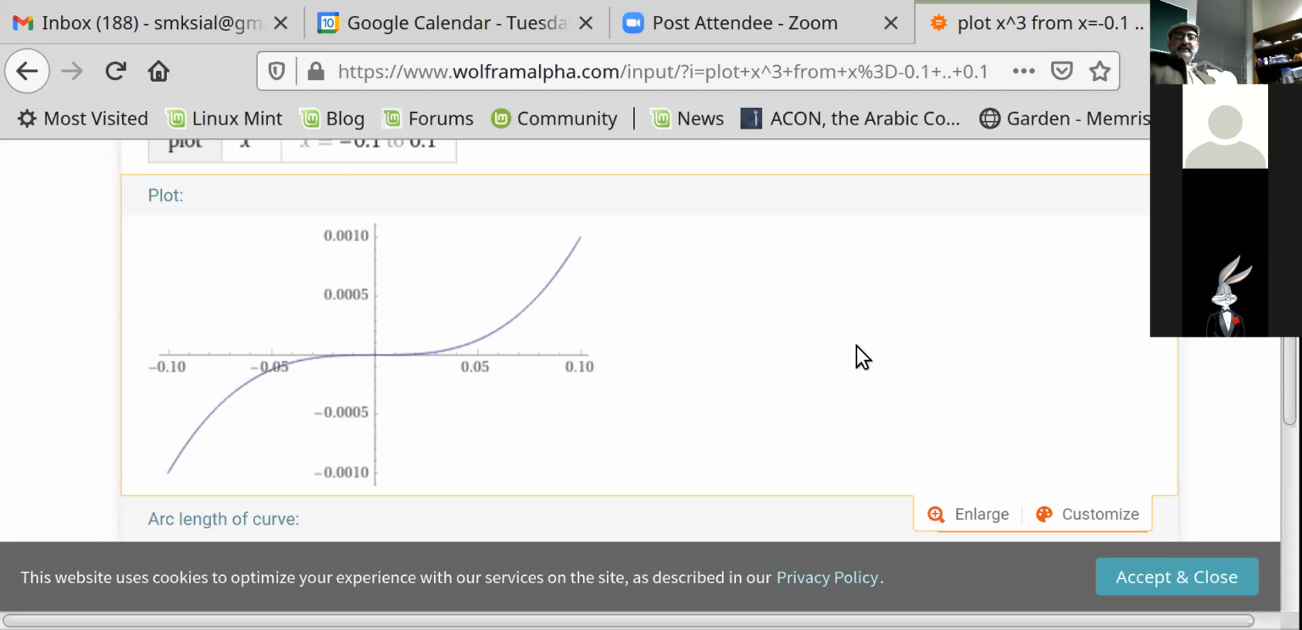When you've got functions that have these corners in them, where the derivative is not defined, then you can't apply a second derivative test to it, right?